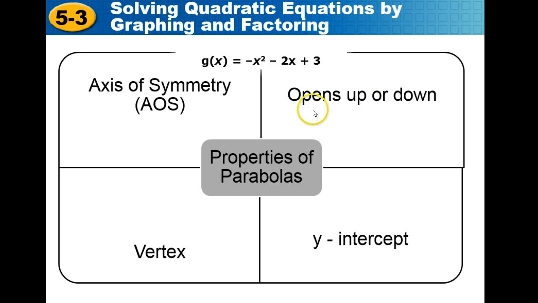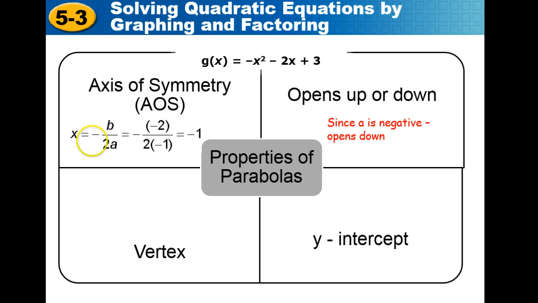Does it open up or down? Opens down, since a is negative. Then we're going to go over here to axis of symmetry. Remember, your formula is negative b over 2a. So we write x equals negative b over 2a, which is negative parentheses b, which is negative 2, over 2 times a, which is negative 1.